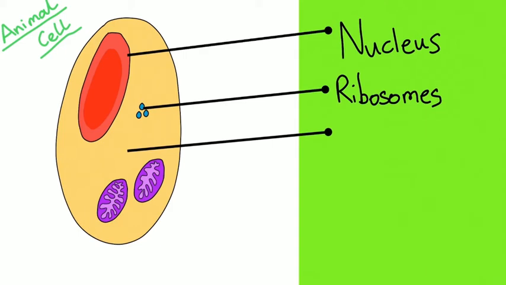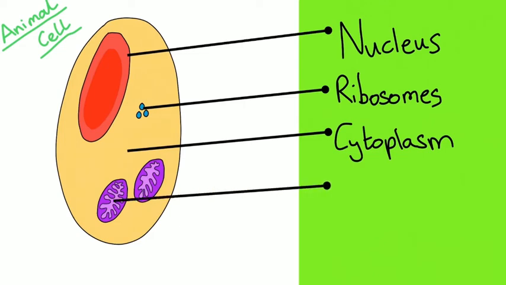Next up, that jelly-like substance that holds everything in the cell, we call that the cytoplasm. Okay, it's normally referred to as jelly-like, but its main function there, it's the site of where lots of chemical reactions happen in the cell.